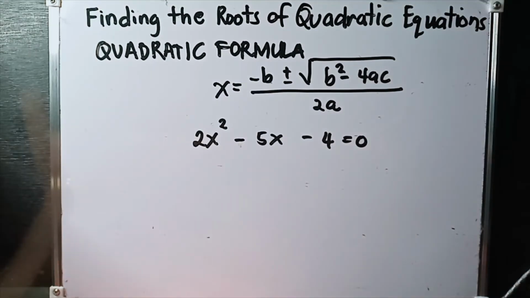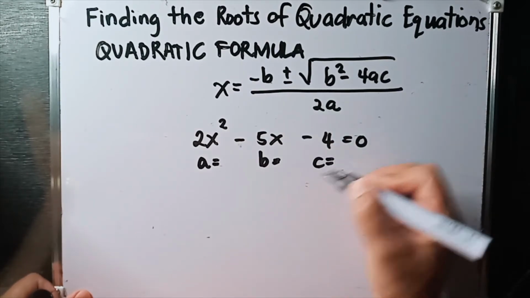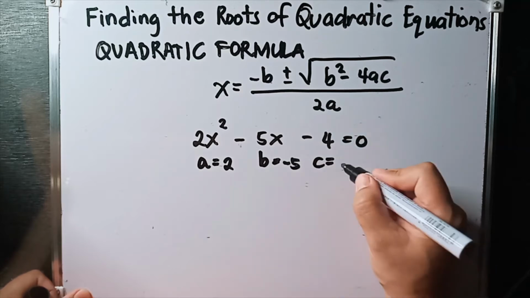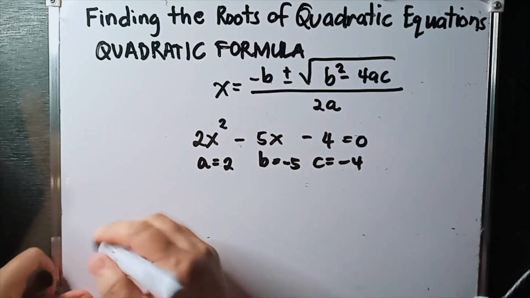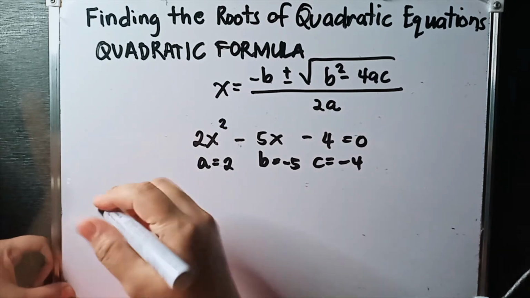So here's another example. Let us try to determine the roots of 2x squared minus 5x minus 4 equals 0. And so the first thing to be done here is, of course, we are going to identify our A, B, and C. So A is 2, B is negative 5, and C is negative 4. And then we're going to substitute all the values of A, B, and C to the formula.